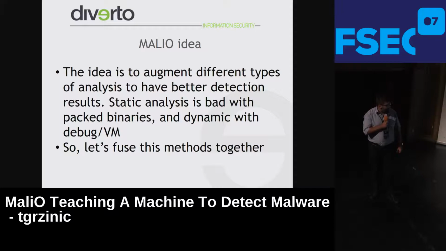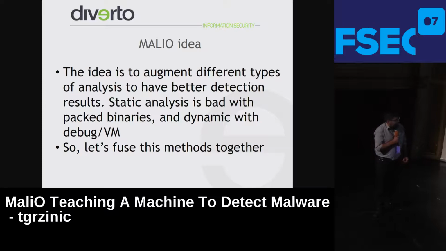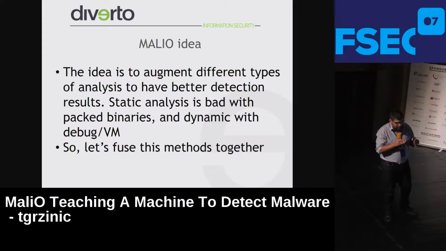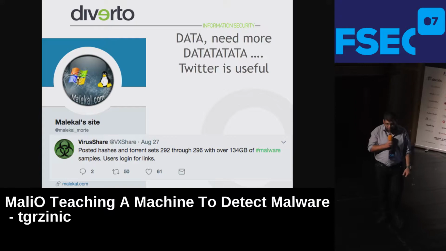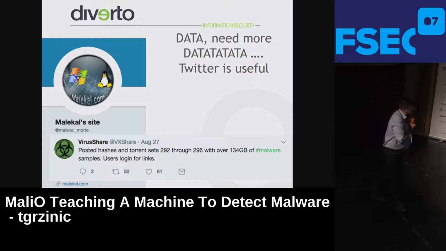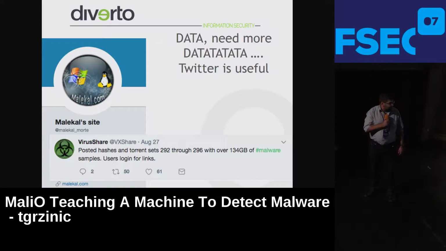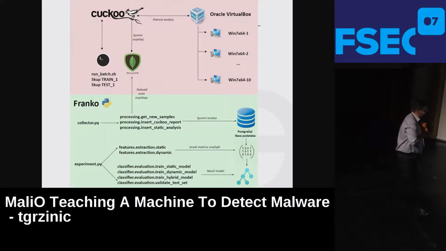Basically, every type of analysis has some type of problem. Static analysis is bad for packed files, and dynamic analysis is bad for anti-debug and anti-VM methods. So when I combine them together, I get a better result. The data problem was solved pretty easily, thanks to the guy from Twitter. Malakal is great. It has many samples, and VirusShare is also pretty great. It has, I don't know, 100 terabytes of malware samples. Basically, this is the workflow of my framework.